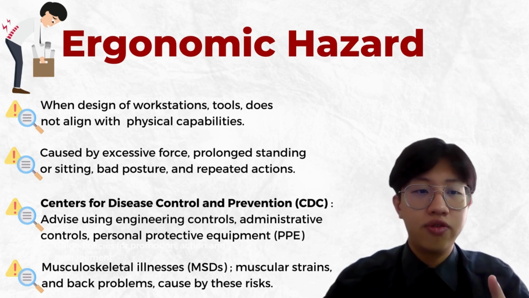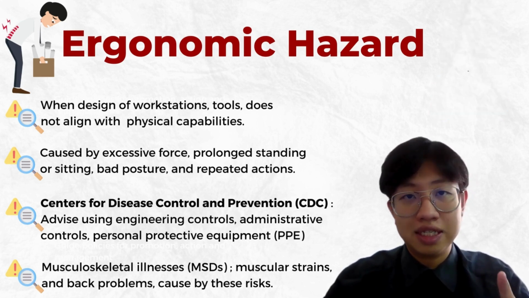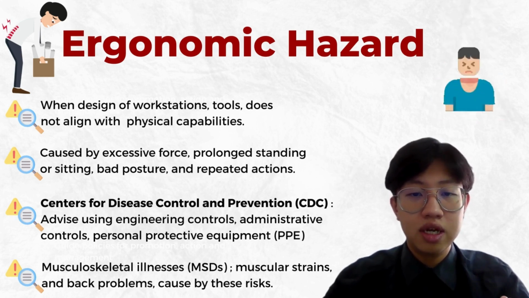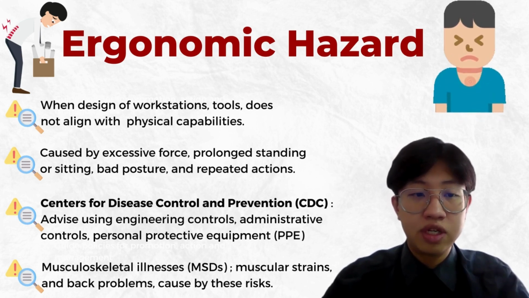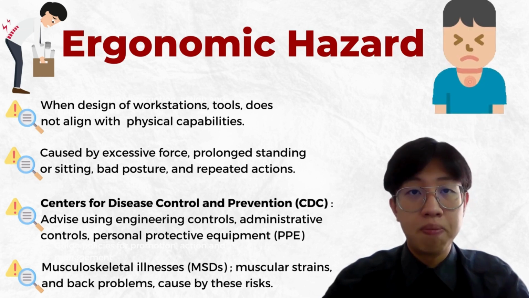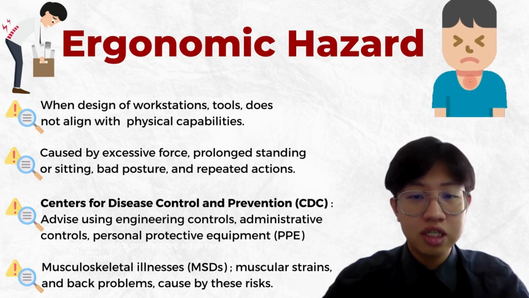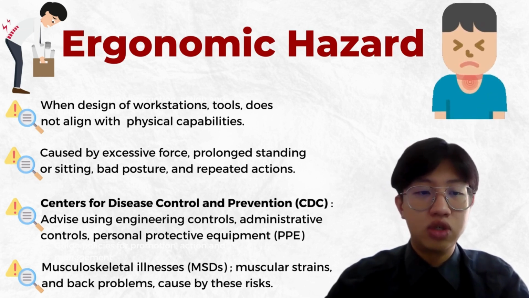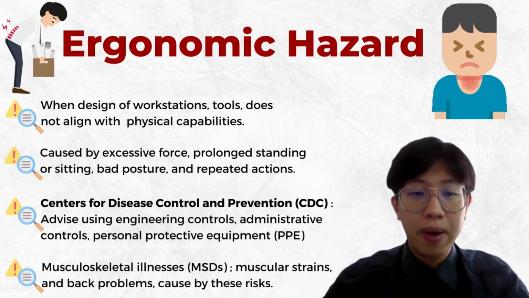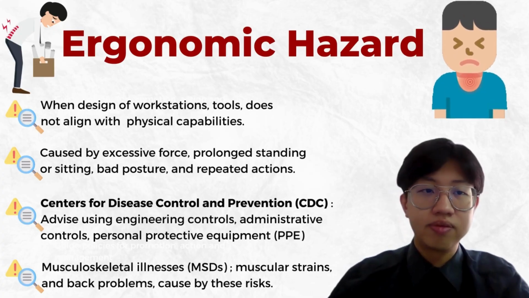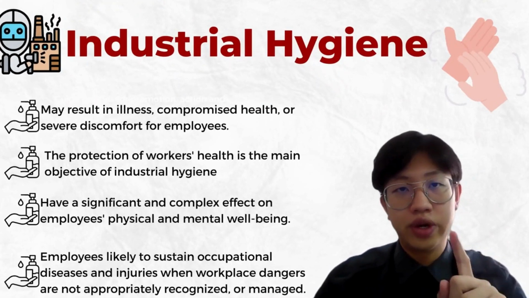The Centers for Disease Control and Prevention, CDC, advised using engineering control, administrative control, and personal protective equipment (PPE) as part of the 3-tier hierarchy of control to manage the risk. Using a workbench with adjustable height, rearranging the way materials are carried, and keeping supplies and tools close at hand are a few examples of it. Lastly, industrial hygiene.